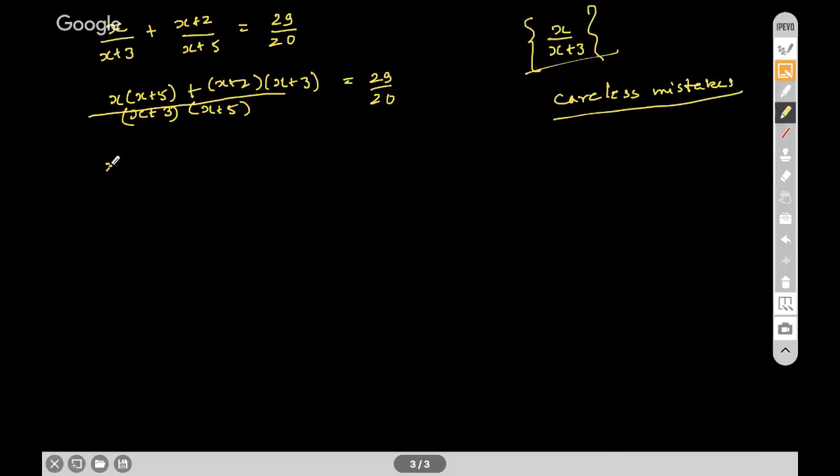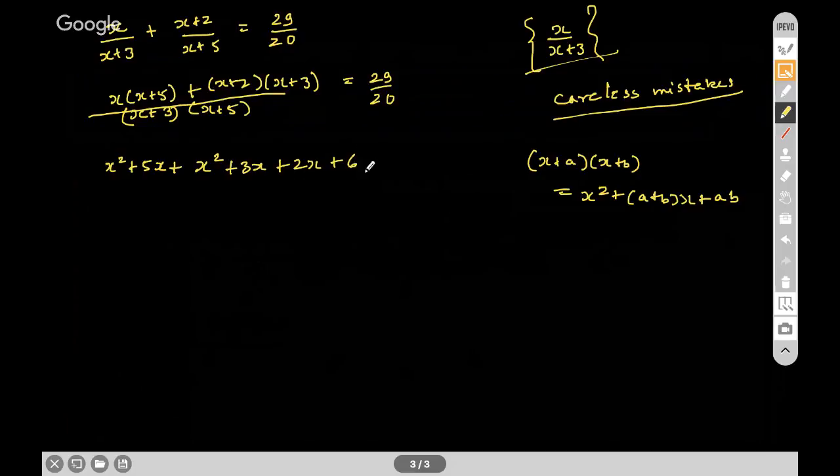So x times x is x squared plus 5x. Then here, if you know the identity, you can use it. What is the identity? Let's say x plus a into x plus b. I know the identity is x square plus a plus b x plus ab, right? If you know that, then you can easily do this multiplication, or you can do a proper step-by-step multiplication. If you don't remember, then you multiply step by step. So here it is x square plus 3x plus 2x plus 6, right?